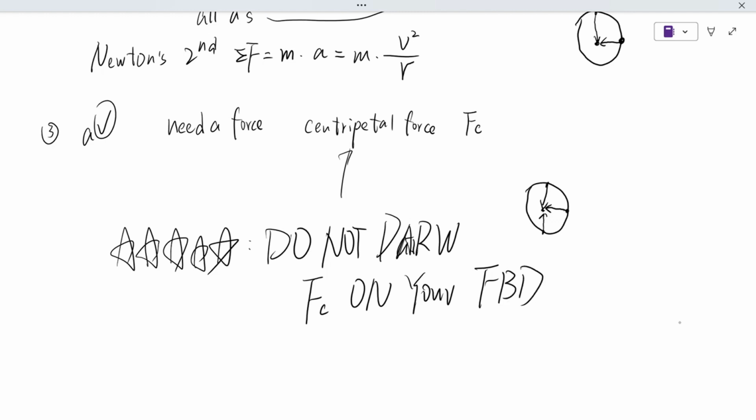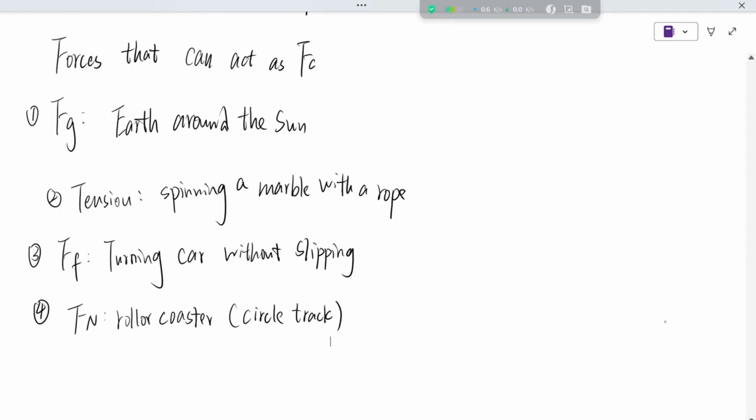Because centripetal force is actually not a force that something acts on. It's a net force of several forces that combine together. So again, don't draw Fc on your free body diagram. In AP Physics 1, these are the forces that can act as centripetal force.